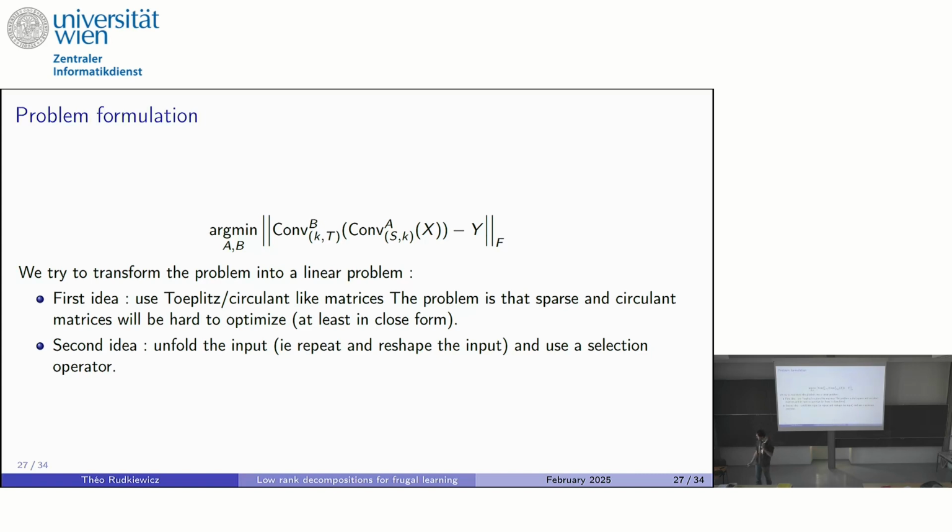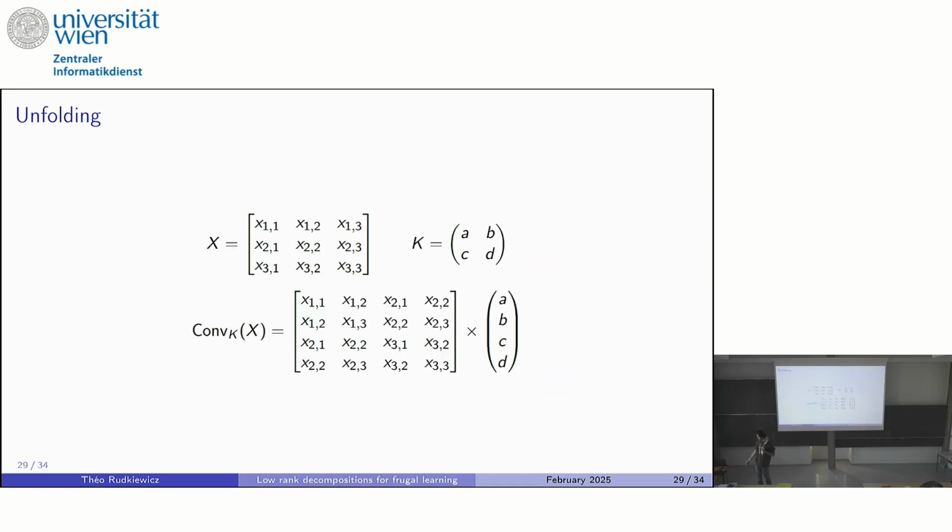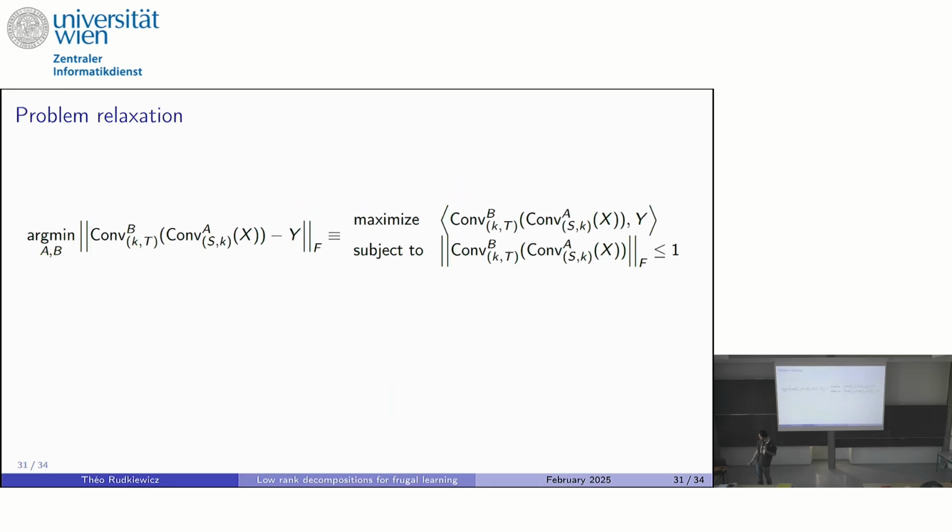But unfortunately, it's still not enough to solve it, so I will skip the technical details. And we had to use a relaxation of the problem. A simpler way to see the relaxation is to see that minimizing this is like maximizing the scalar product under the constraint that the norm is less than or equal to 1. So it's equivalent up to a scaling factor of the solution, but in our case, we are not interested in this scaling factor.